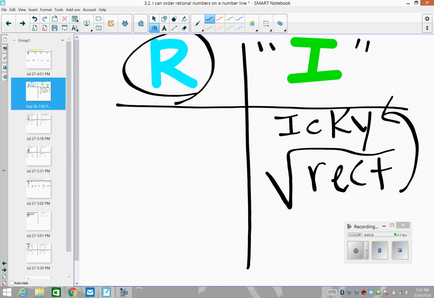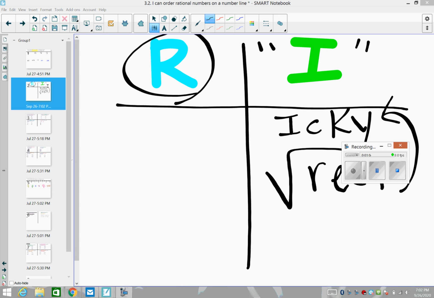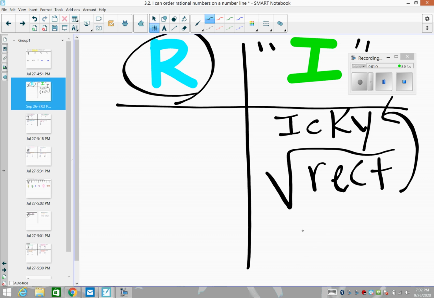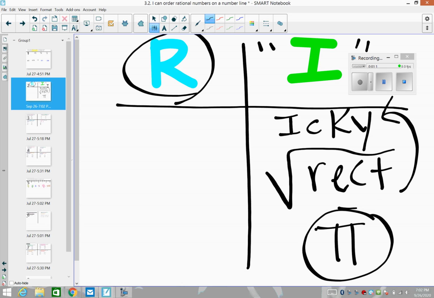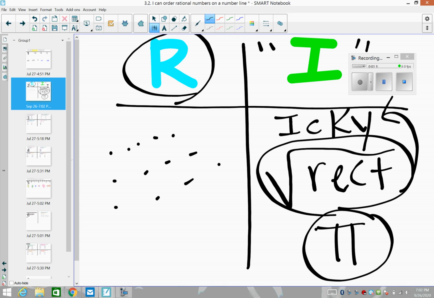So a decimal that is not repeating, there's no pattern, and it never stops. The other thing that is considered irrational is pi. This gives you a super yucky decimal, and all the square roots that are not perfect squares do as well.